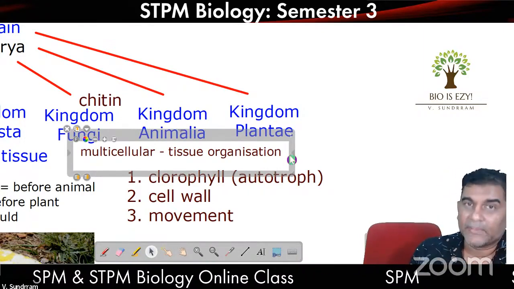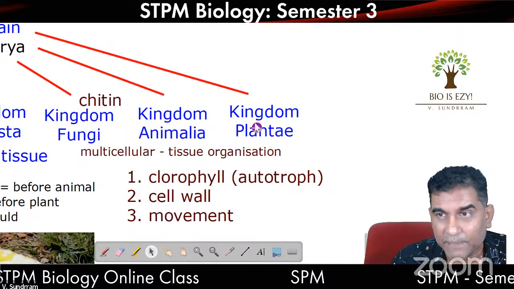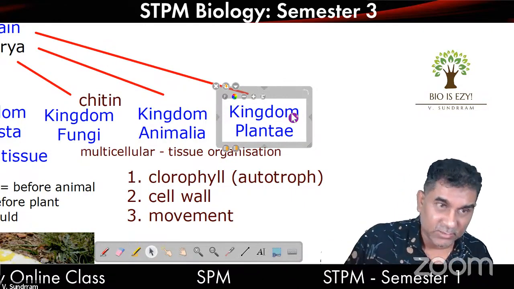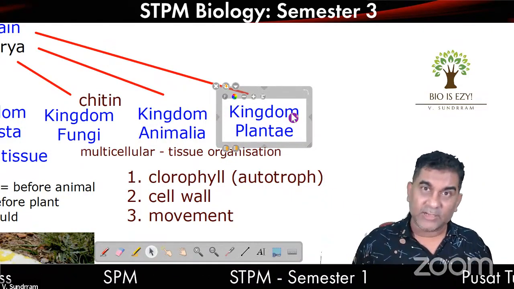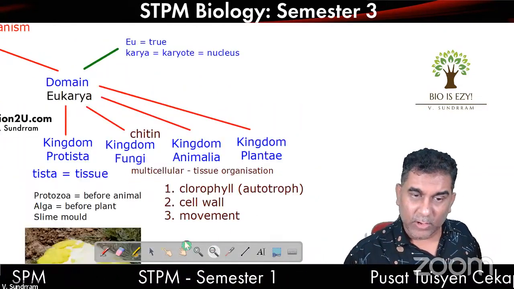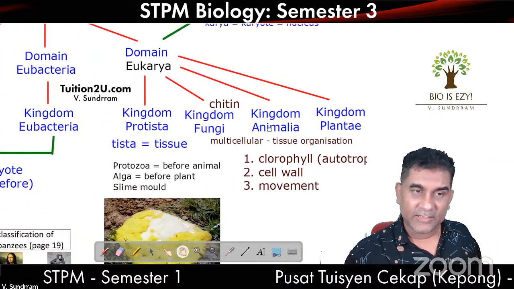This is the main. But every one of them, fungi, Animalia, Plantae, they also have other unique characteristics. So what are the other unique characteristics? That is what we are going to cover under biodiversity. So this is just to show you what we learned in Form 5. The 5 different kingdoms.